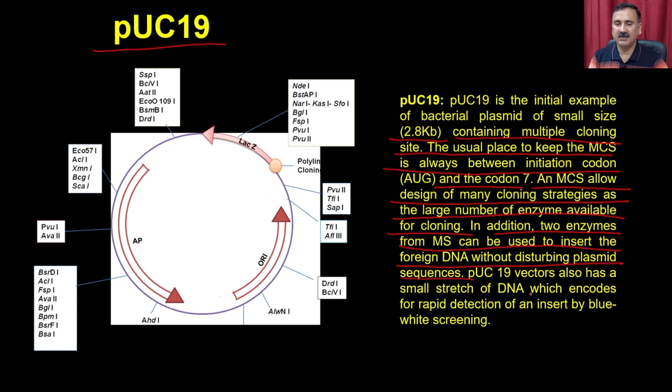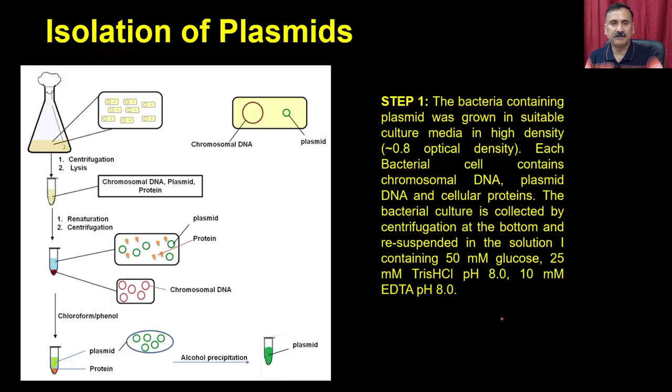disturbing the plasmid sequences. pUC19 vectors also have a small stretch of DNA which encodes for the rapid detection of an insert by blue white screening. So don't worry about the blue white screening, we are going to discuss that in our subsequent lectures. Now, how can you isolate the plasmids?